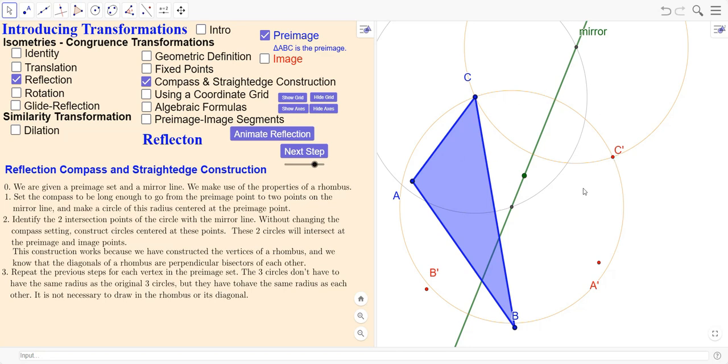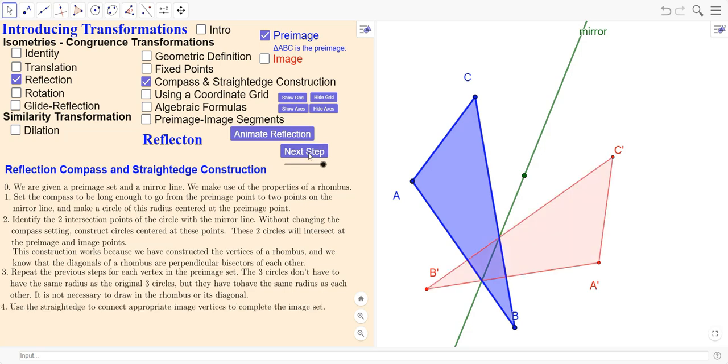Again, the three circles here don't have to have the same radius as the three circles for B, but going to B prime, all three of those circles have to have the same radius, and going from C to C prime, those have to have the same radius so that you make a rhombus there, and that gets you your images. Now, once you have your images for A prime, B prime, and C prime, just use your straight edge to connect those up and finish up your construction.